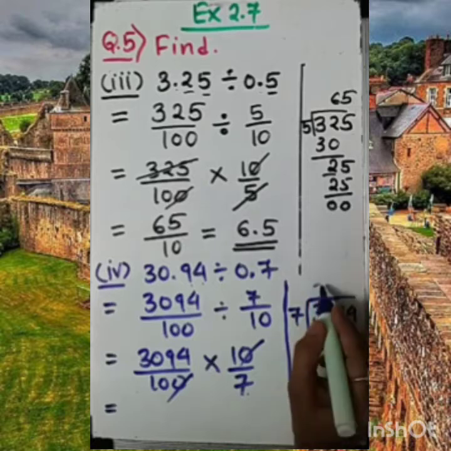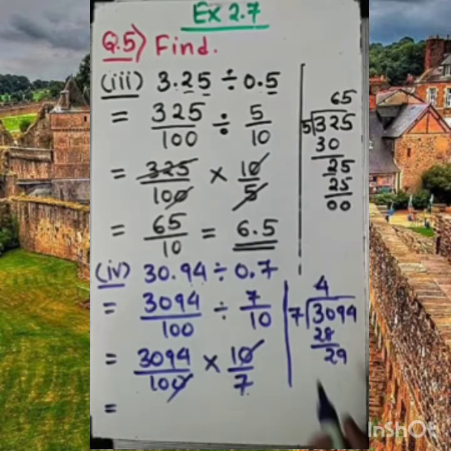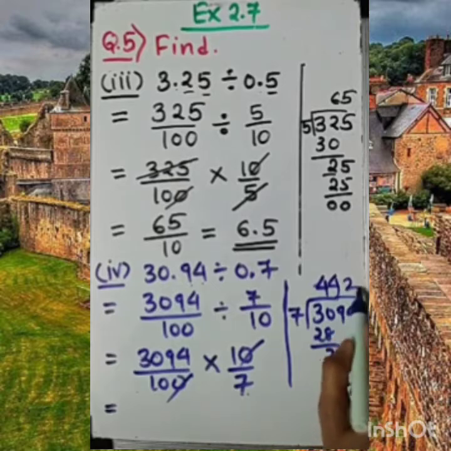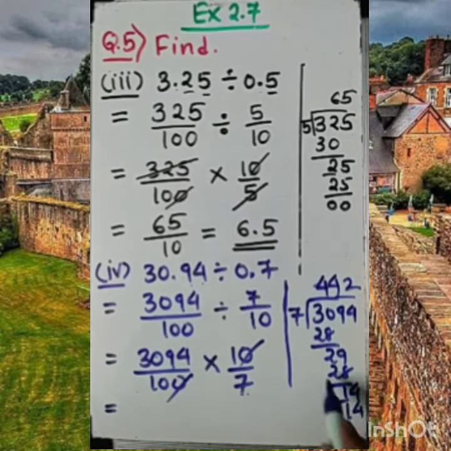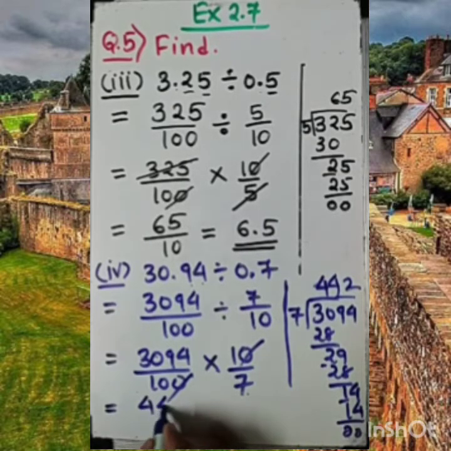7 4s are 28. Okay, then 2 is left, 29. Again 7 4s are 28. 1 will be left, 14. In the table of 14, 7 2s are 14, possible. Okay. So dear student, the answer of simplification after dividing the quotient is coming 442.